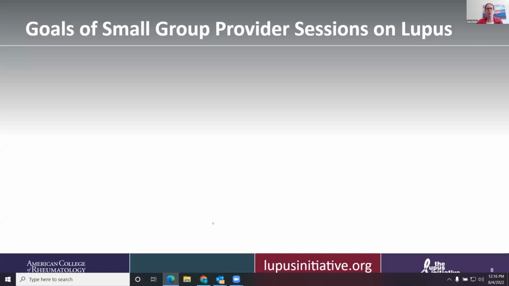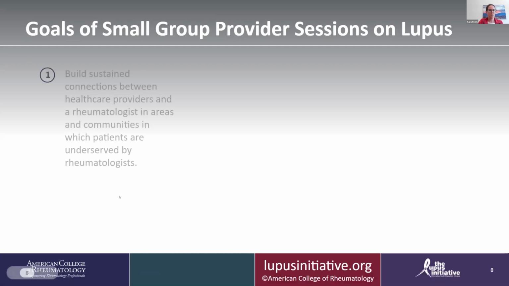So these are the goals of the small group provider session on lupus. First, we want to build connections. We're here for you. As pediatric rheumatologists, I work really closely with the adult rheumatologists too, and they're amazing people. We understand that it can be difficult treating and diagnosing our patients, and you are on the front lines. We so appreciate what you do and your level of expertise. And if you need anything, let us know.